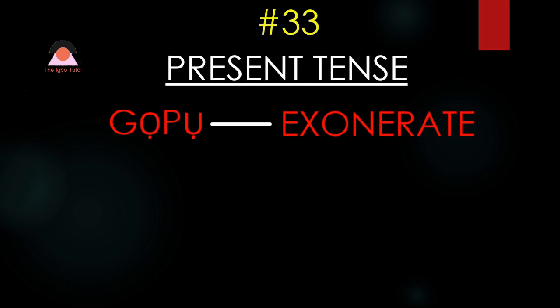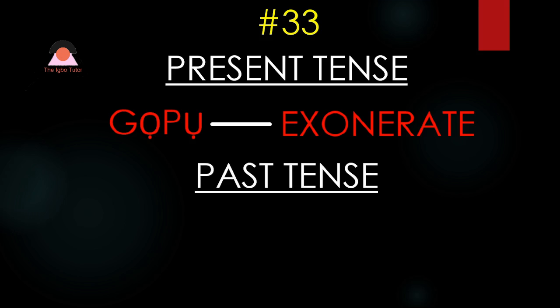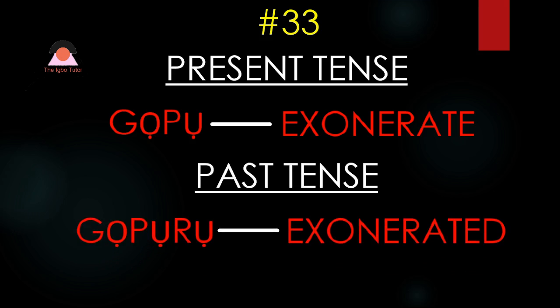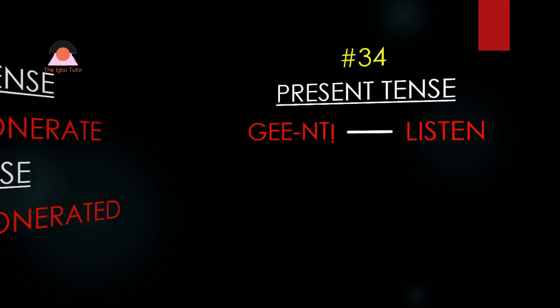Let's move on to 33. And the word is gopo, meaning exonerate. What is the past tense of this? The past tense is goporo. Exonerated. Let's go on.